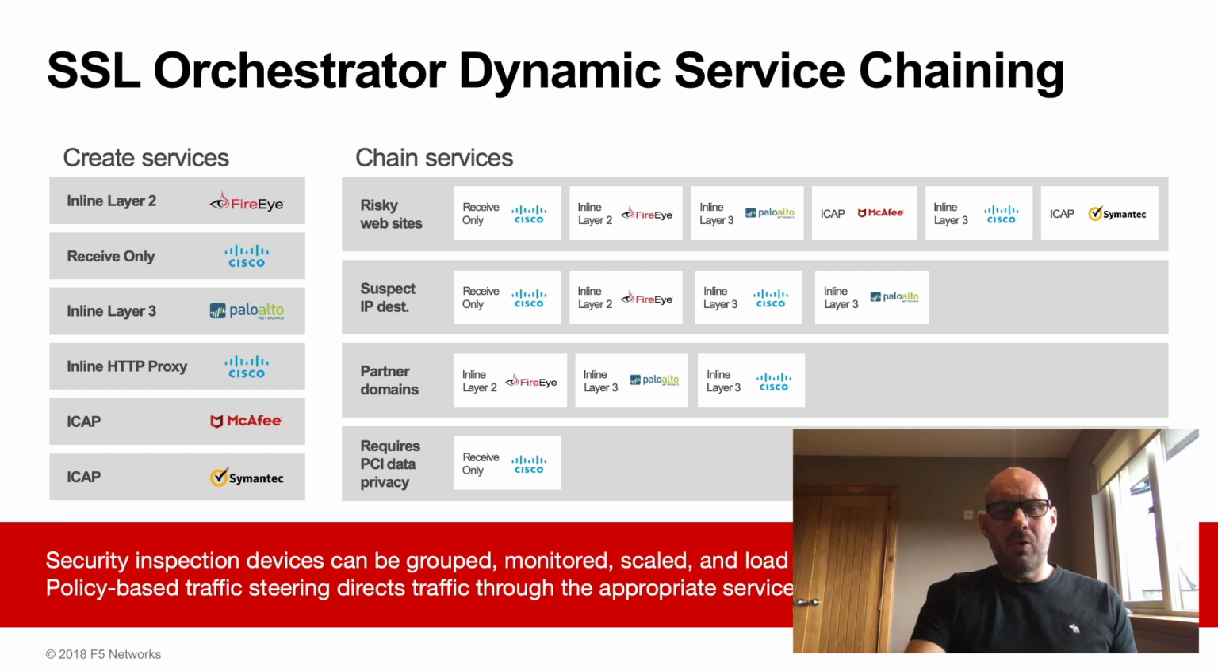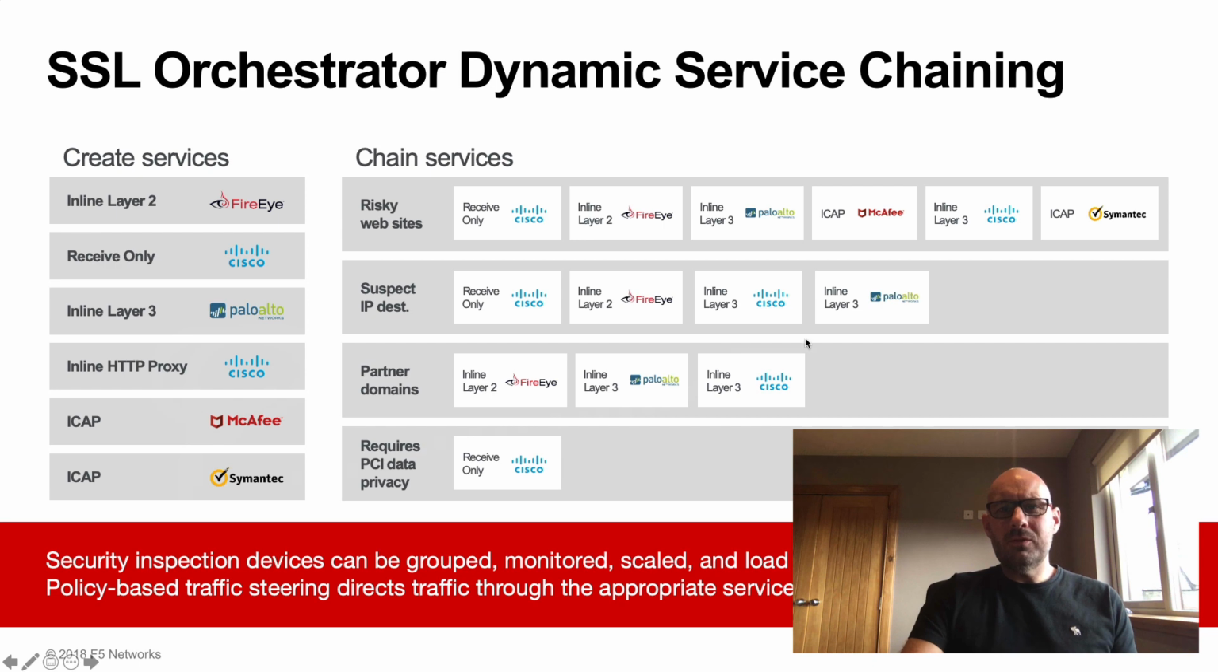Now, just a little bit more on dynamic service chaining. On the left-hand side here, we will create services. Again, in the demo, I'll show you how we create services and how we can create different types of services. We've got, for example, here a FireEye service in layer 2. We have a receive only, possibly a SIEM solution. An inline layer 3, which in this example is Palo Alto. It could be a Checkpoint firewall, it could be a Fortinet or Sophos firewall. Whatever vendor you've got, we can integrate with it. Again, it's a Cisco web proxy in the example here, and then 2 ICAP services.